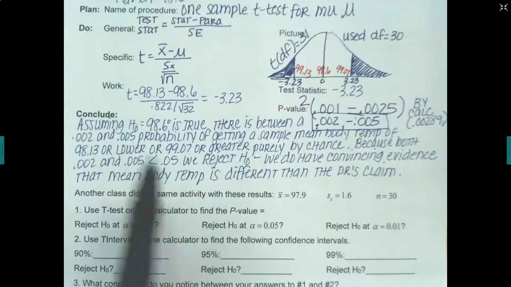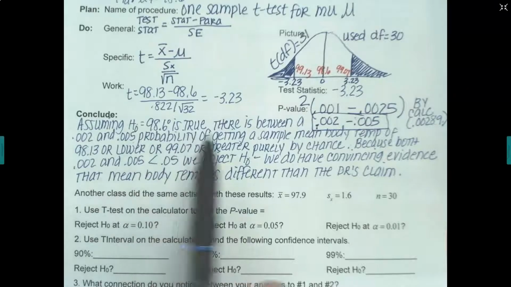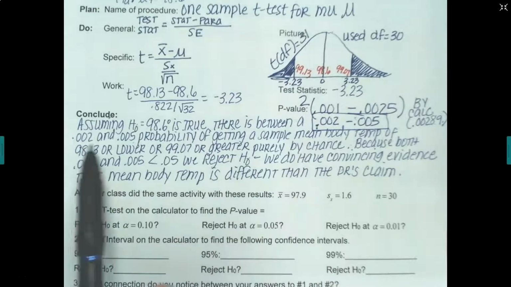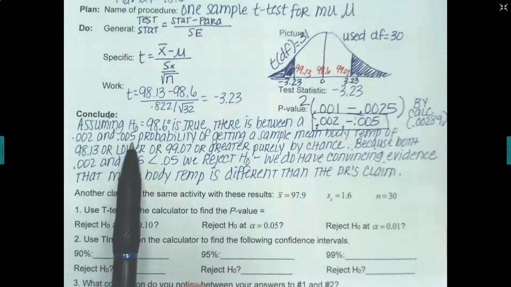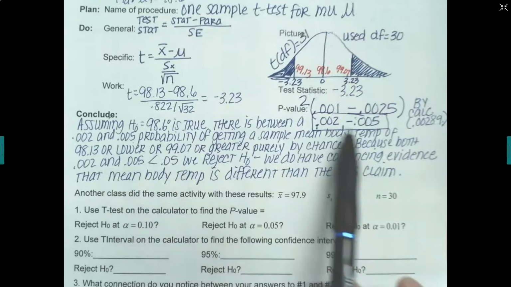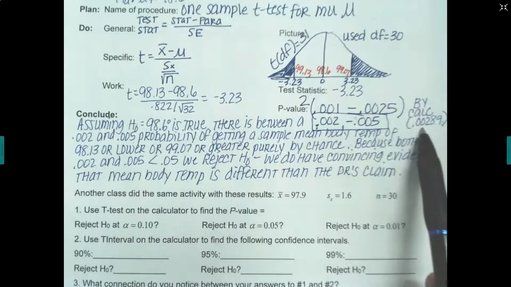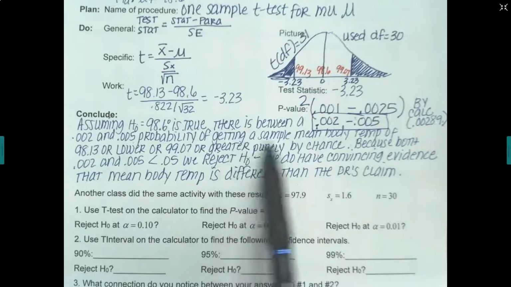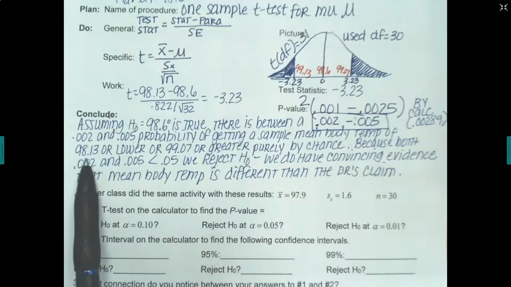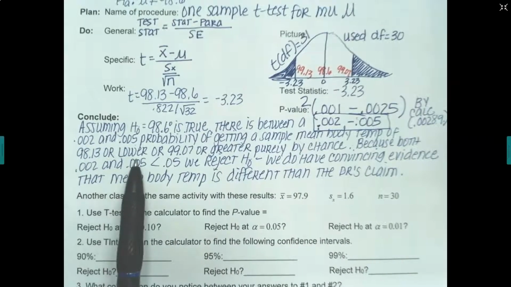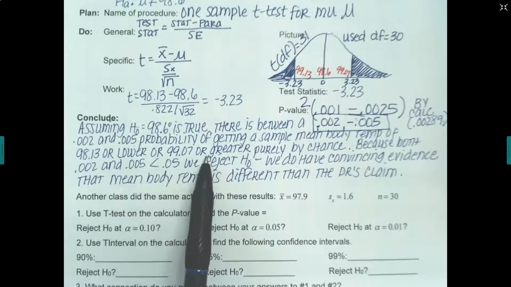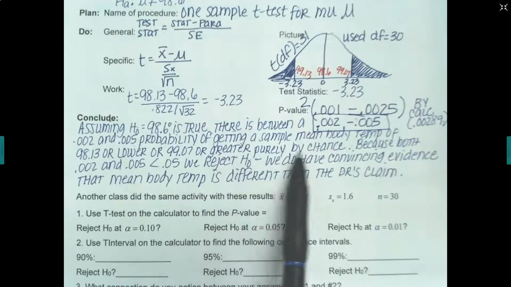All right, let's see how your conclusion went. Assuming that our null of 98.6 degrees is true, there is between a 0.002 and 0.005 probability if you looked on the t-table. Otherwise, you can say 0.00289 by the calculator, of getting a sample mean body temperature of 98.13 or lower, or 99.07 or greater, purely by chance.